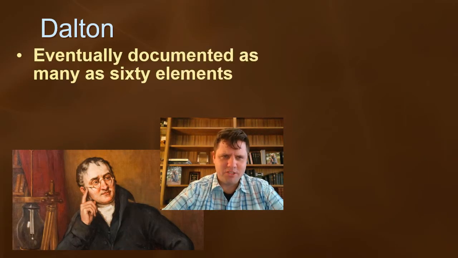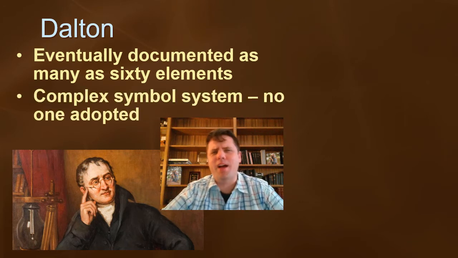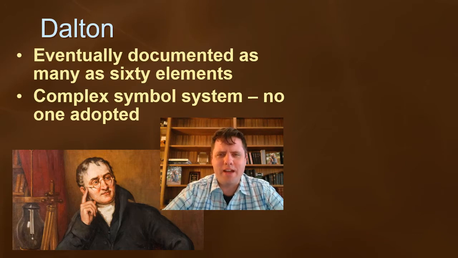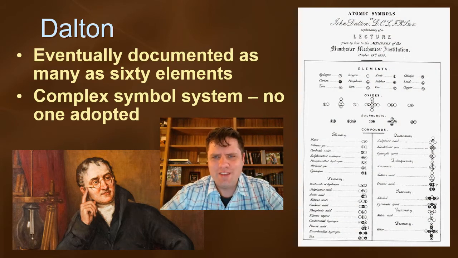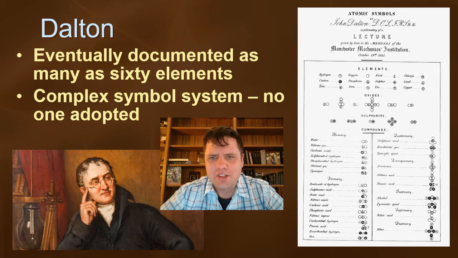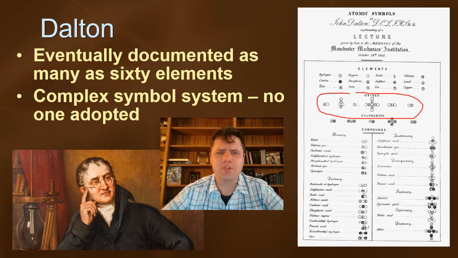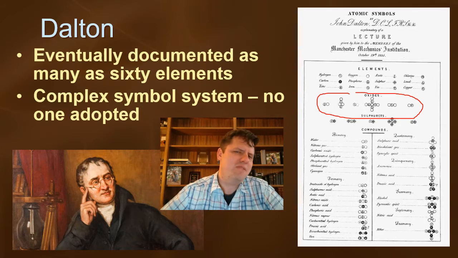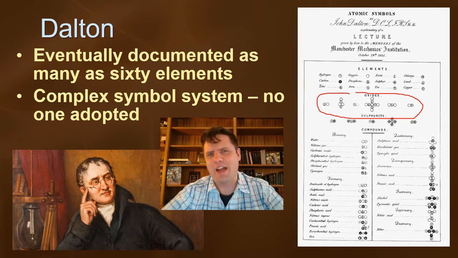So Dalton eventually documented as many as 60 elements, and he came up with a complex symbol system that no one adopted. It looks something like this. And you can see, if you look closely, that this definitely does not look like the modern periodic table. Here hydrogen is a circle with a dot in the middle of it. Zinc is a circle with a Z inside of it. And when he starts to put things together, you start arranging them like this. This symbolic notation, while he thought it was quite clever, was not taken on by a lot of people.